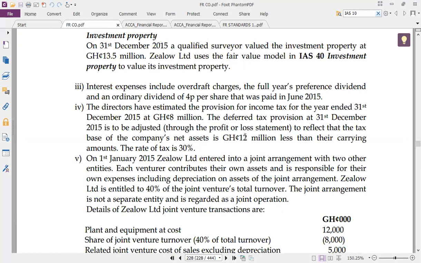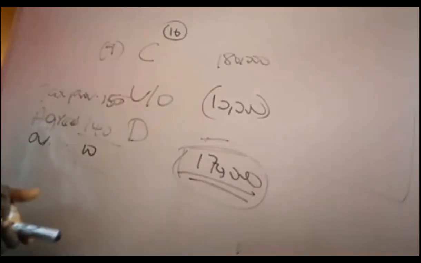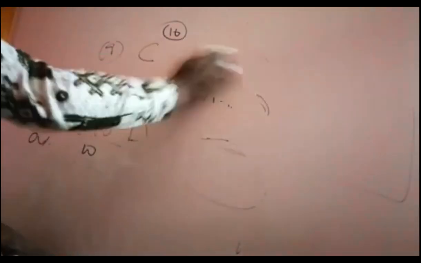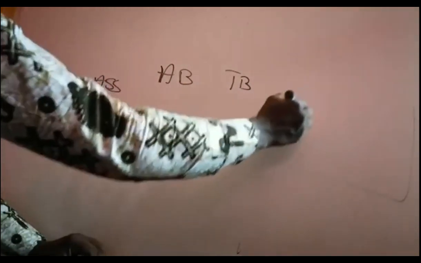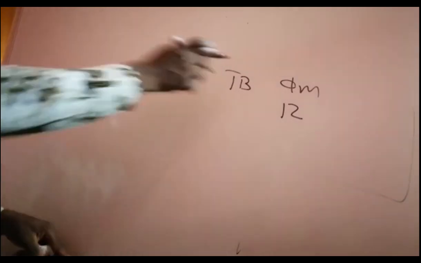Now we will solve this question. They are saying that the deferred tax provision at 31st December 2015 is to be adjusted through the profit or loss statement to reflect the tax base of the company's net asset, which is 12 million less than the carrying amount. That means they've already compared the tax base and the accounting base, and determined the difference. So the item in question is assets, with accounting base and tax base. The tax base is lesser than the carrying amount of the net assets by 12 million.